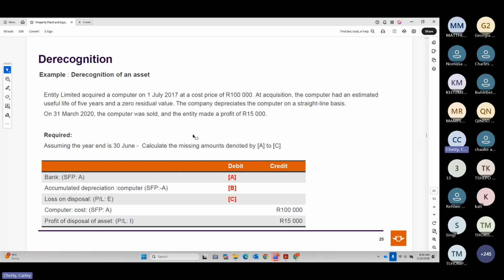So here we are given the cost of the asset, which is 100,000 Rand. And you can see that we have credited the cost.